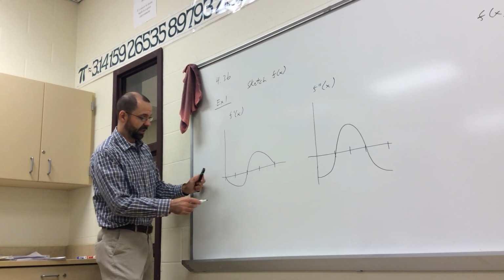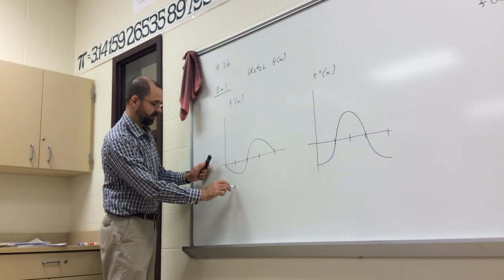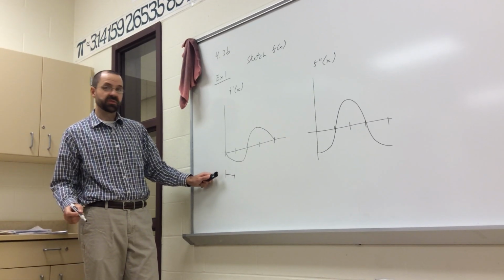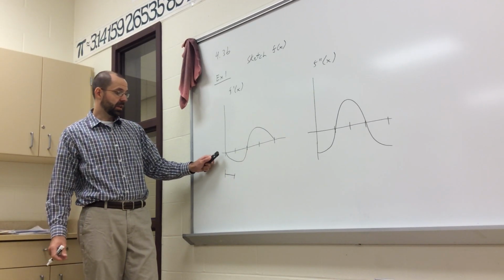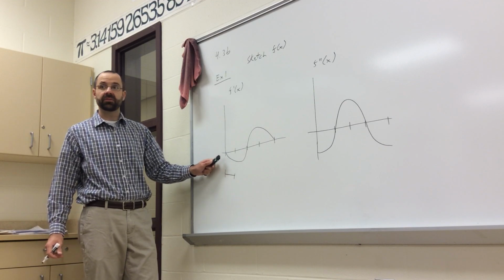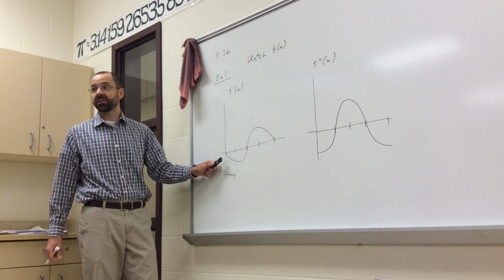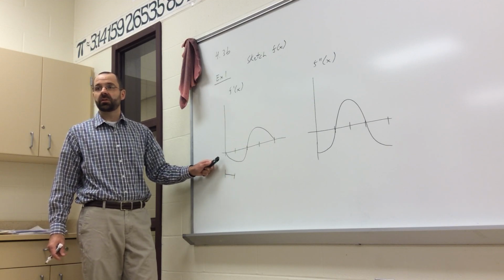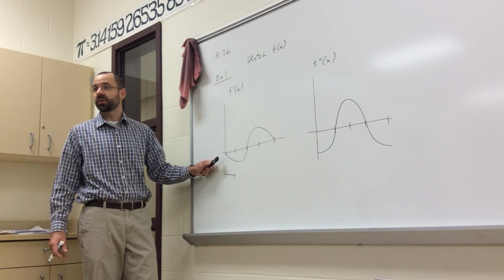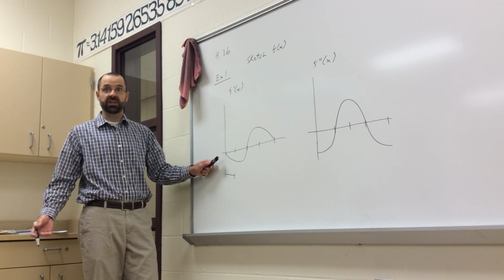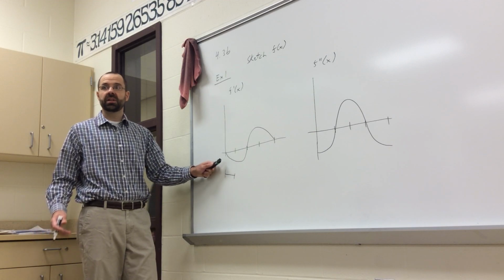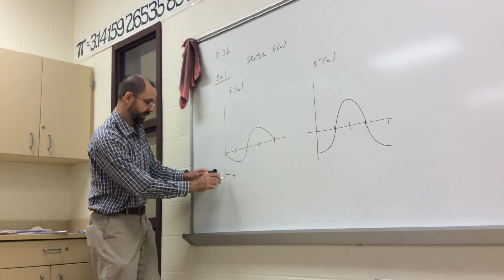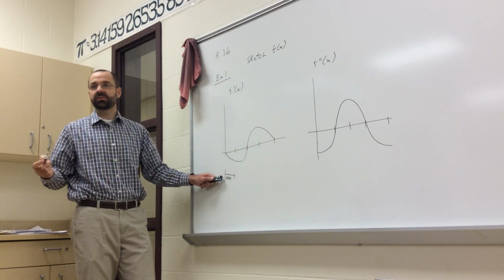So I'm going to start out looking at both graphs from 0 to 1. From 0 to 1, f prime has negative values because it's below the x-axis. So if f prime is negative, what does that tell us about the original graph? Decreasing, right? If the slope is negative, then the original graph is going down. So right here, that tells us that f is decreasing.